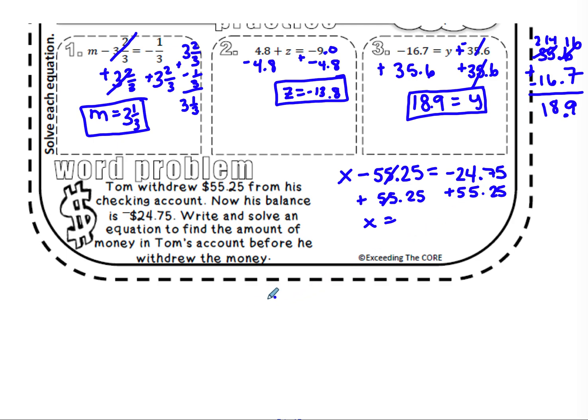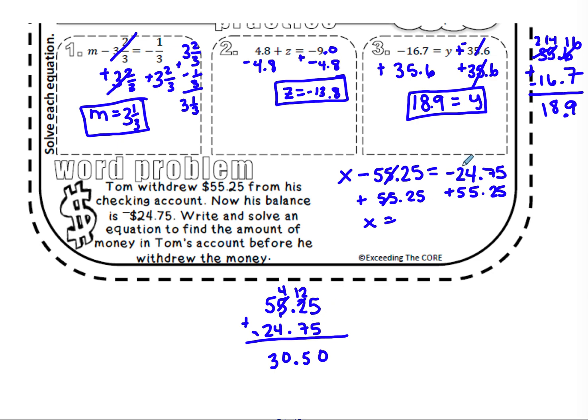I'm going to do it down here on the bottom where I have a little more space. $55.25 plus a negative $24.75. Different signs, find the difference. Okay, 5 minus 5 is 0. 2 minus 7 takes me to the negative, so I've got to borrow. That 5 becomes a 4. The 2 becomes a 12. 12 minus 7 is 5. Bring down the decimal. 4 minus 4 is 0. 5 minus 2 is 3.